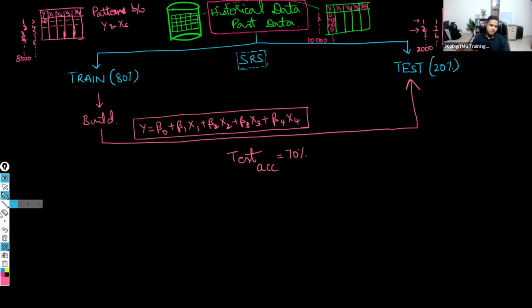So you, at this juncture, would go back with this information that accuracy is 70%, which you received by testing on the test data. With this information, you go back and then you tweak your hyperparameters. You perform hyperparameter tuning.